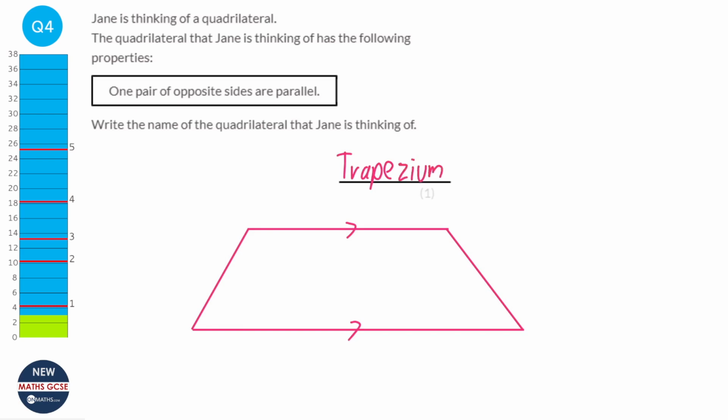Now you might think that a rectangle and square does have one pair of parallel sides, but it actually has 2 pairs of parallel sides. The definition of a trapezium is it has just one pair of parallel sides, and any quadrilateral that has one pair of parallel sides is a trapezium.